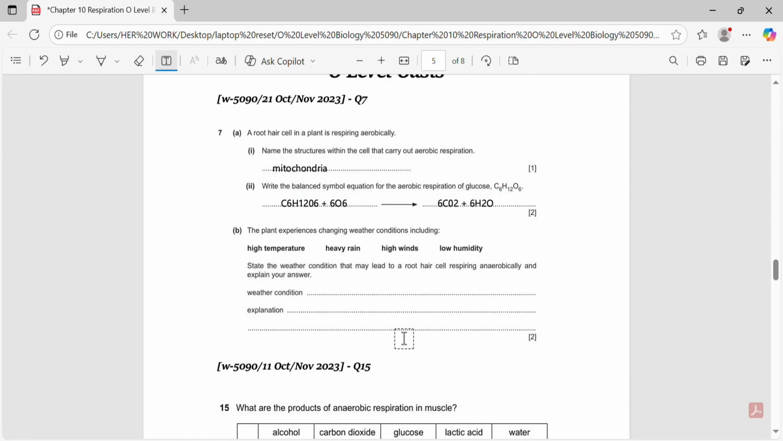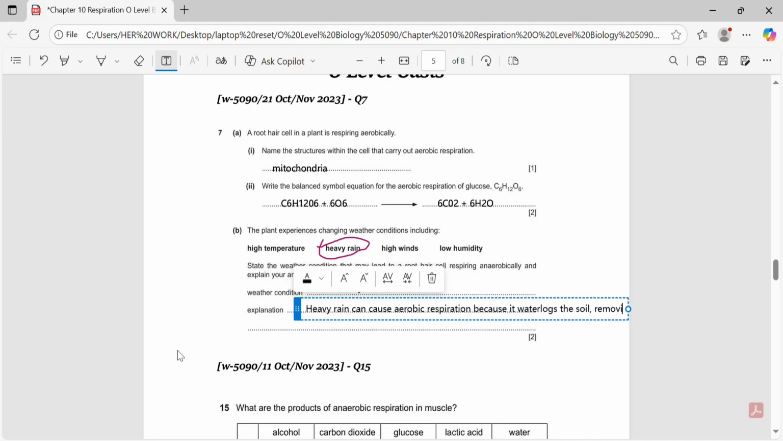Next, it asks, the plant experiences changing weather conditions including high temperature, heavy rain, high winds and low humidity, and out of all these conditions, state the weather condition that may lead to a root hair cell respiring anaerobically and explain your answer. And the answer for this part is, the weather condition is heavy rain. And the explanation is, heavy rain can cause anaerobic respiration because it waterlogs the soil, removing air spaces and reducing oxygen availability to the root hair cell.